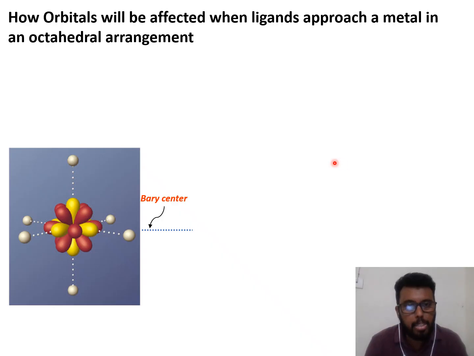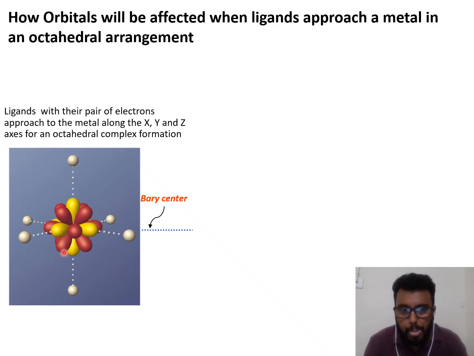Dear students, we will continue this lecture. We will see how the orbitals will be affected when ligands approach a metal in an octahedral arrangement. In the picture on your left, these are orbital lobes represented by different colors like metallic gray, yellow, and deep red. As you know, ligands with their pairs of electrons approach the metal atom in all three directions, along all three axes x, y, and z, to form an octahedral complex.